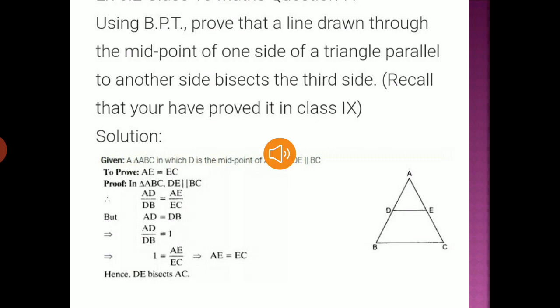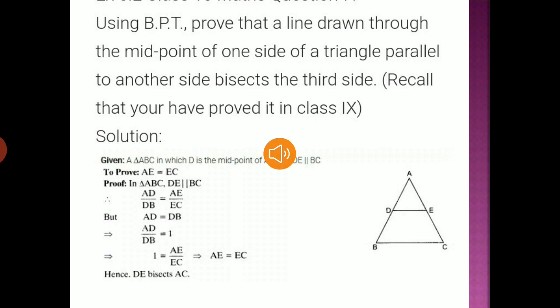To prove here, E is a midpoint of AC. To prove that E is a midpoint of AC, if you prove AE is equal to CE, that is enough. So in triangle ABC now, DE is parallel to BC. Therefore, by using a theorem, you can write AD by DB is equal to AE by EC.